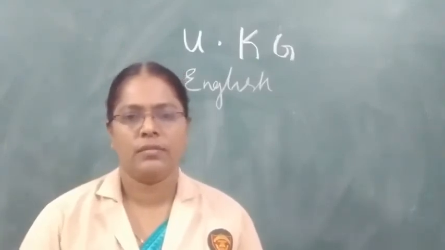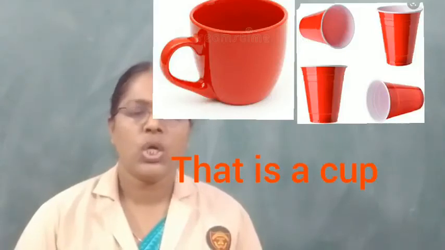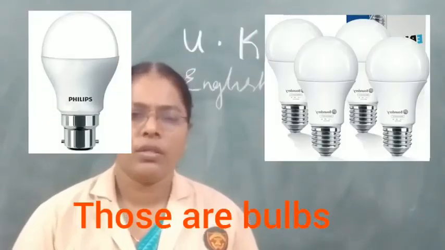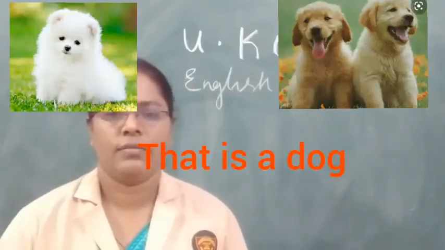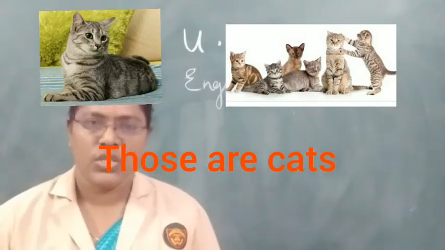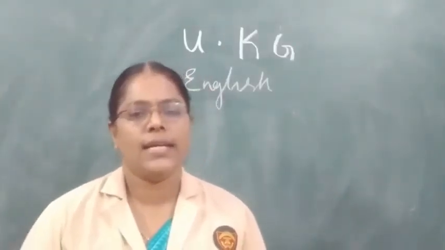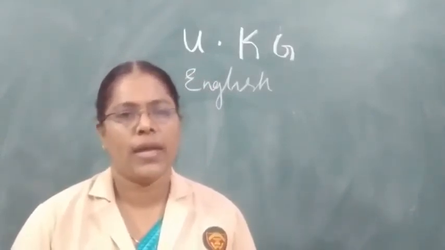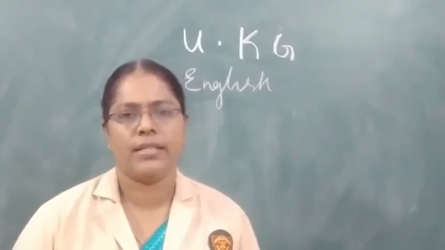Next one. That is a cup. Those are bulbs. That is a dog. Those are cats. Dear students, draw a circle to get it right.